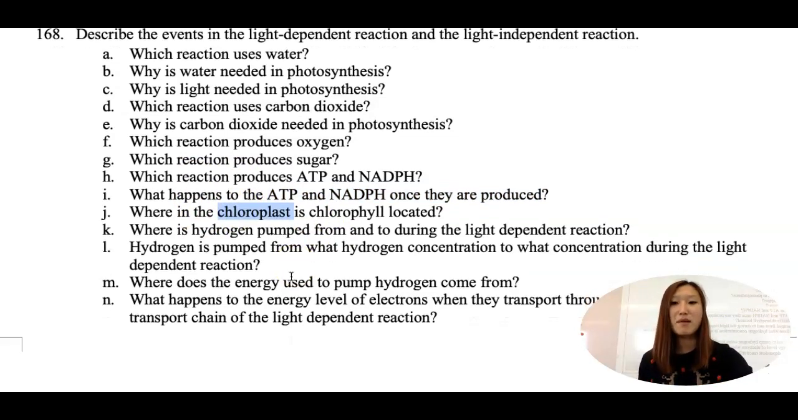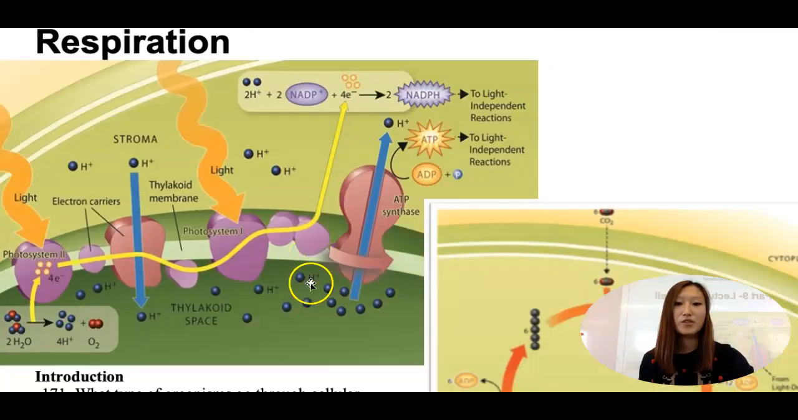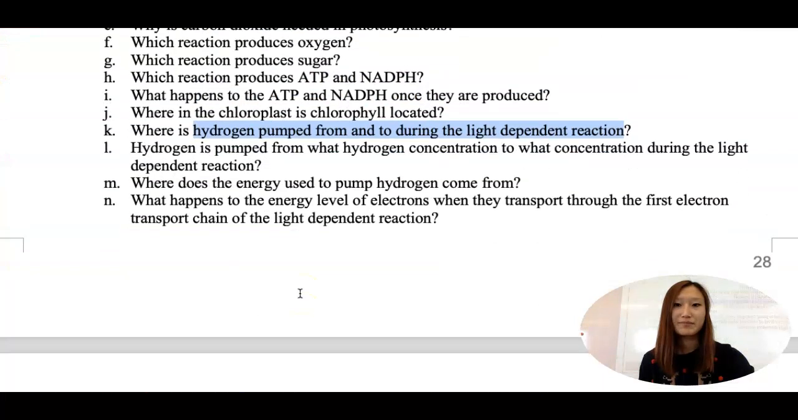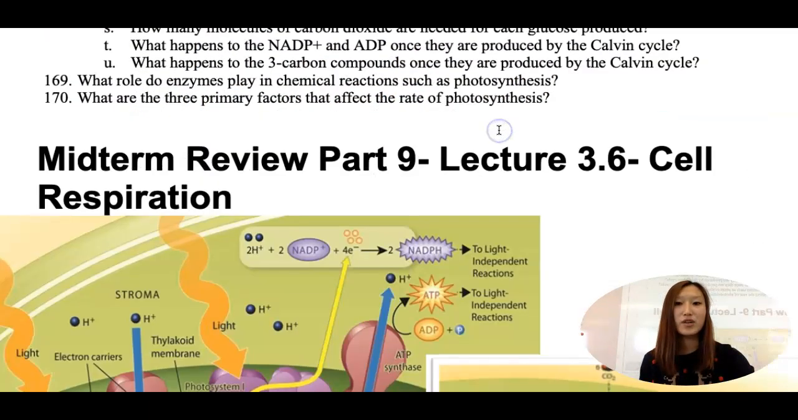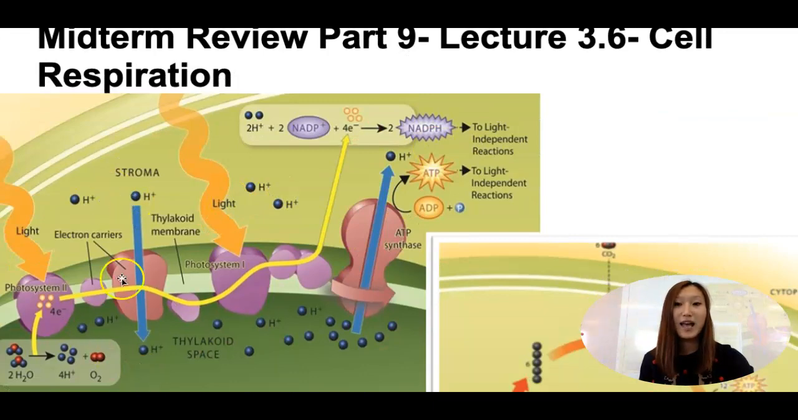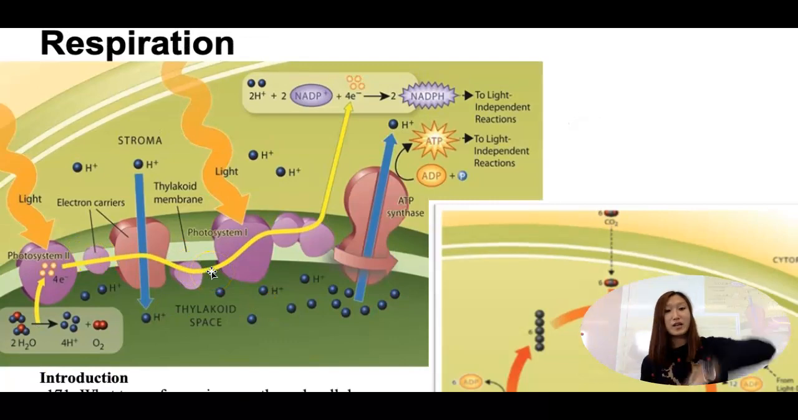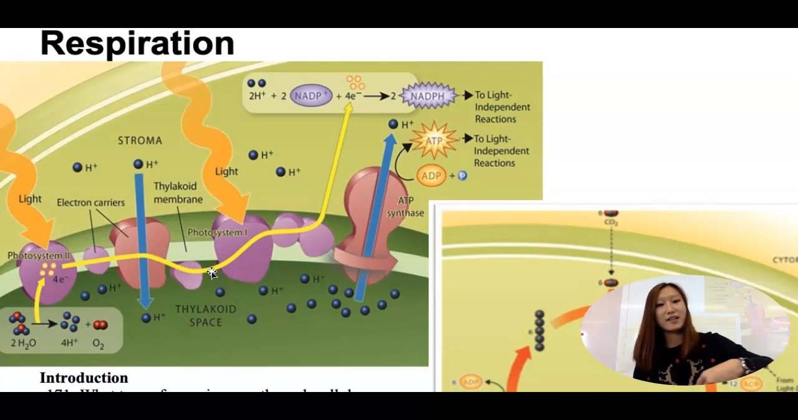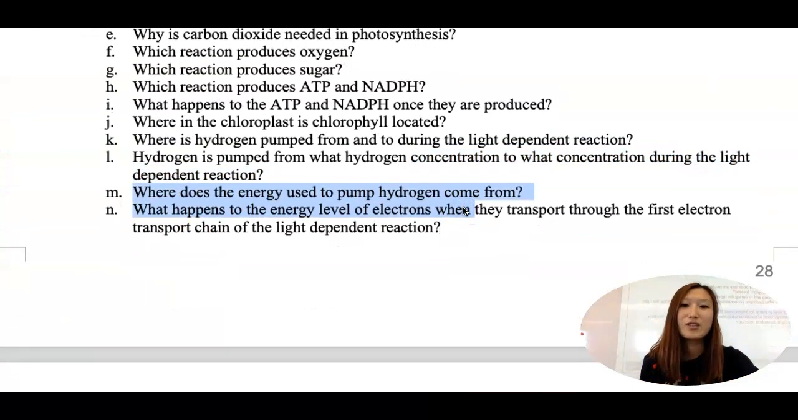Where in the chloroplast is chlorophyll located? The thylakoid membrane. Where is hydrogen pumped from and to? From the stroma to the thylakoid space. Next one, what concentration to what concentration? It's pumped from low to high as the electrons are moving through the electron transport chain, because that energy gets used to pump the hydrogen, low to high. Low to high, okay?